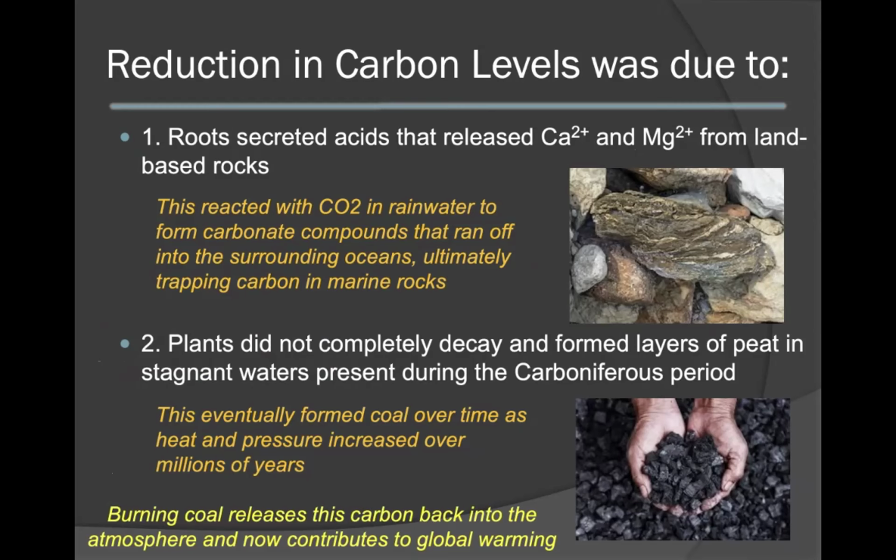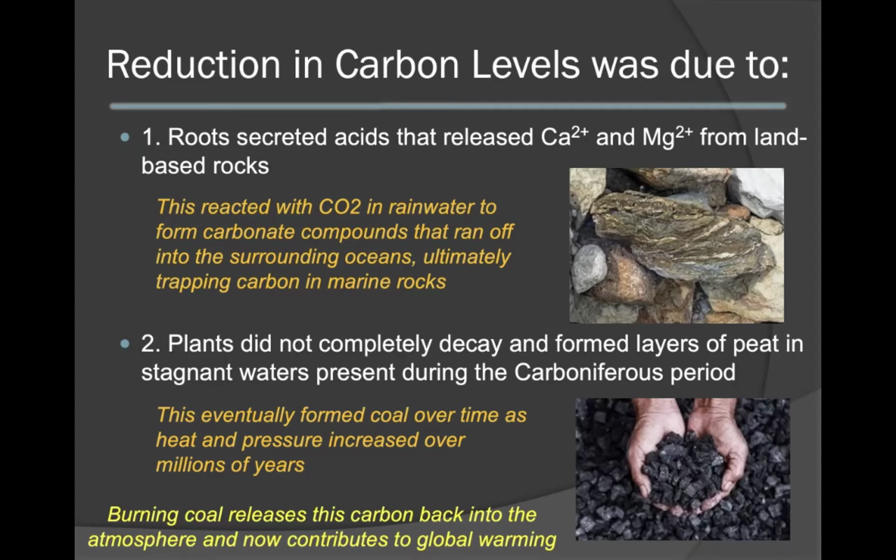Another reason for the reduction in carbon levels was due to the fact that the plants did not completely decay. This is because they were present in a semi-aquatic environment. These plants rather formed layers of peat in the stagnant waters that were present during the Carboniferous period. Eventually, these ended up forming coal over time as the heat and pressure increased over millions of years, trapping the carbon in the coal particles.